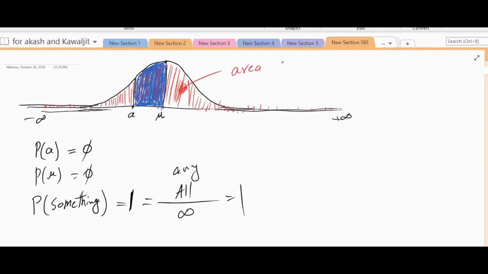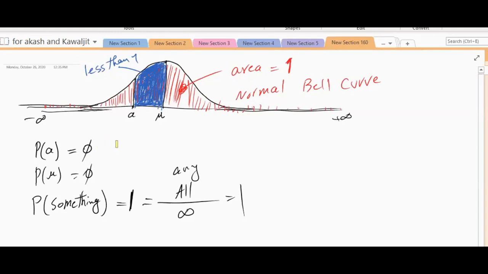The total area under the bell curve, this normal curve, this is called the normal bell curve. The whole area is one. But if you are a person who is happy between A and mu, then the chance of your happiness is not one. Is it more than one or less than one? Less than one. So your chance of happiness is less than one. Okay, so let's think about three people. A person says, I will be happy if A happens. What is the chance of his happiness? Zero.